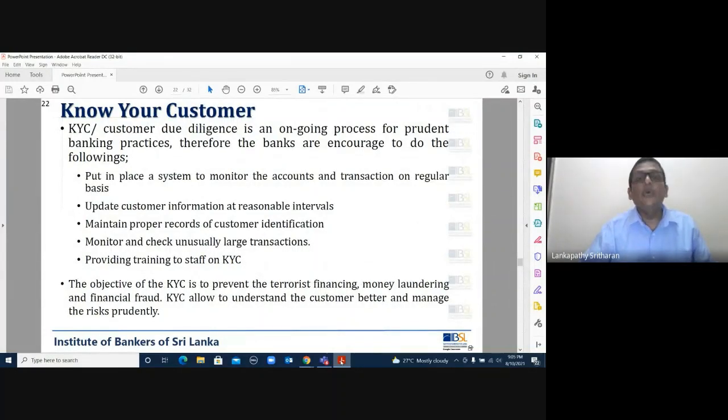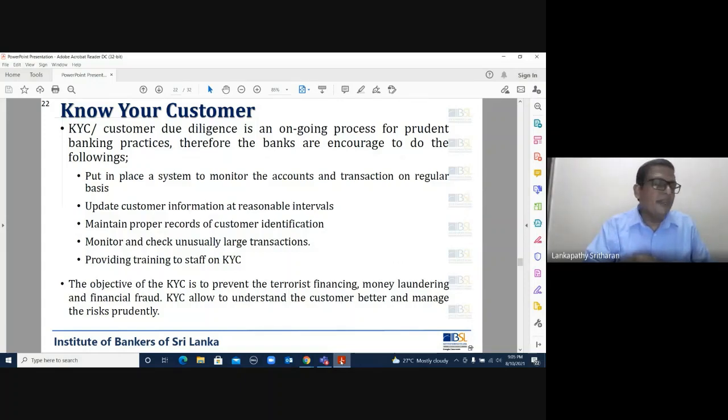KYC is customer due diligence, an ongoing process of prudent banking practices. Therefore, banks are encouraged to do the following: put in place a system to monitor accounts and transactions on a regular basis. That's what I said, they have to monitor the accounts, and it's not possible manually, so there should be a system to monitor the transactions. Update the customer information at reasonable intervals. That is an important thing the banks and financial institutions have to do.